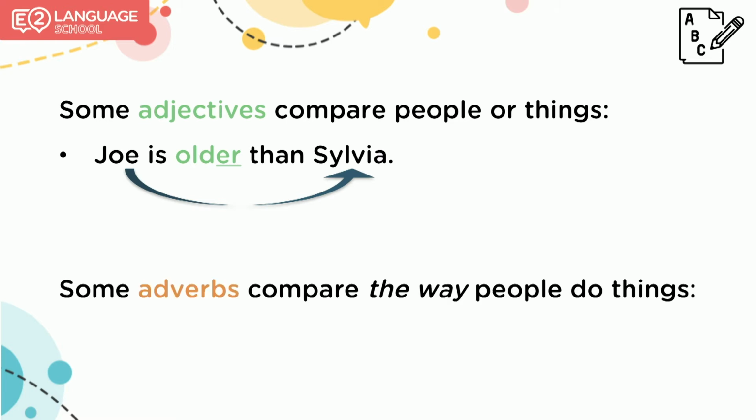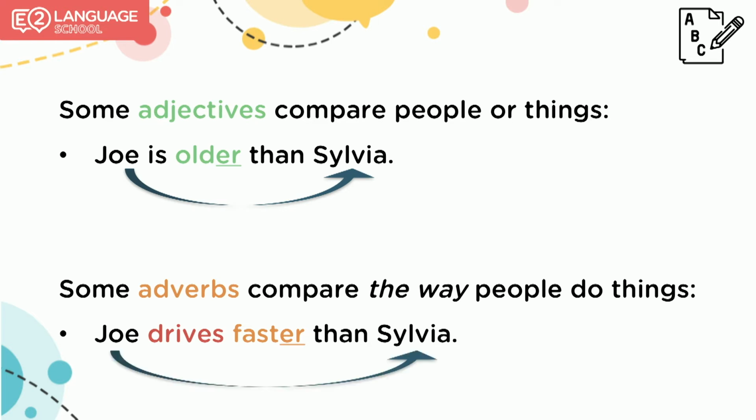Now, when it comes to adverbs, the adverbs compare the way people do things. So it's not comparing the people or the things, it's comparing the way people do things. So when I say Joe drives faster than Sylvia, I'm comparing Joe and Sylvia's driving. I'm not comparing the two people, I'm comparing the way they do something, and that is the way they drive. So they look very similar here. Older, faster. It's using the same ER ending, but what it's focusing on is something different.